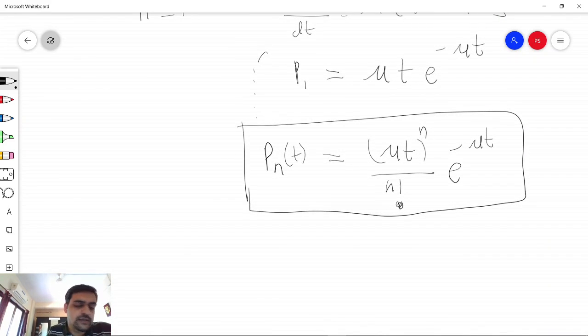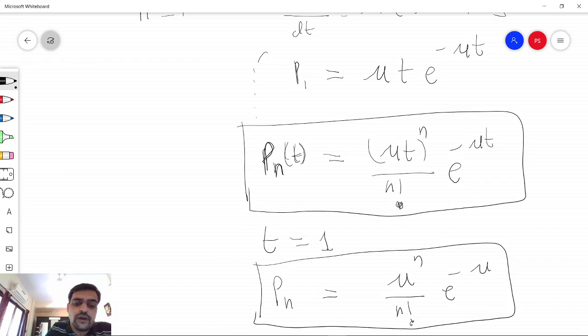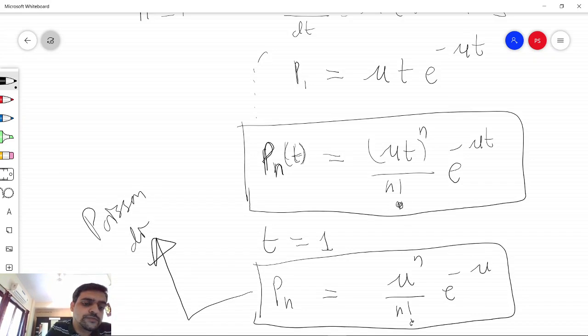Now we are interested in a unit time interval. So suppose we substitute t equal to 1, that is, the probability of getting n counts in unit time. So p of n, the probability of getting n counts detected per unit time, is just mu raised to n upon n factorial, e raised to minus mu. This particular equation is called the Poisson equation or Poisson distribution.